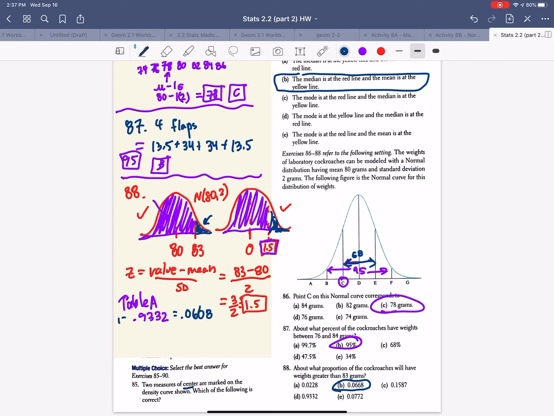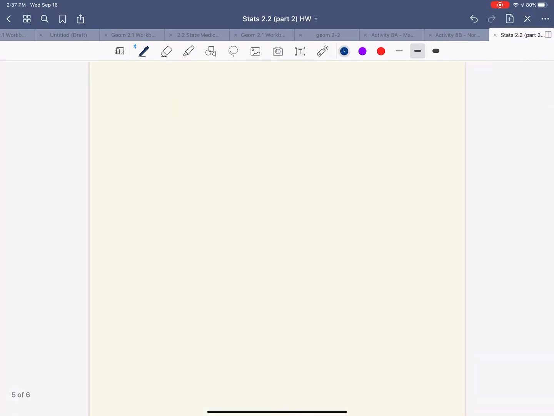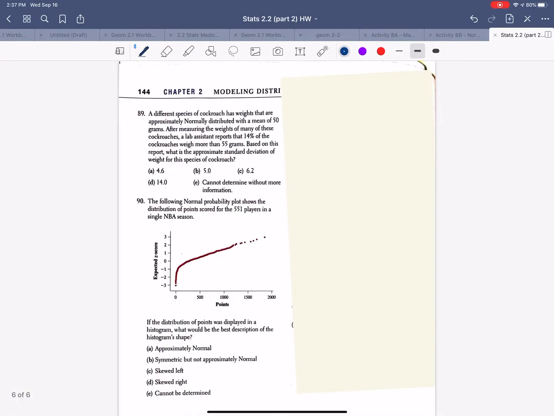Good job, guys. Okay, so we got 2 more. Hopefully that looks good. Go ahead and pause it or rewind if you need a little more time there. Now, the next question says, a different species of cockroach has a mean of 50, and it doesn't tell us our standard deviation. So I guess I'll just leave it standard deviation.